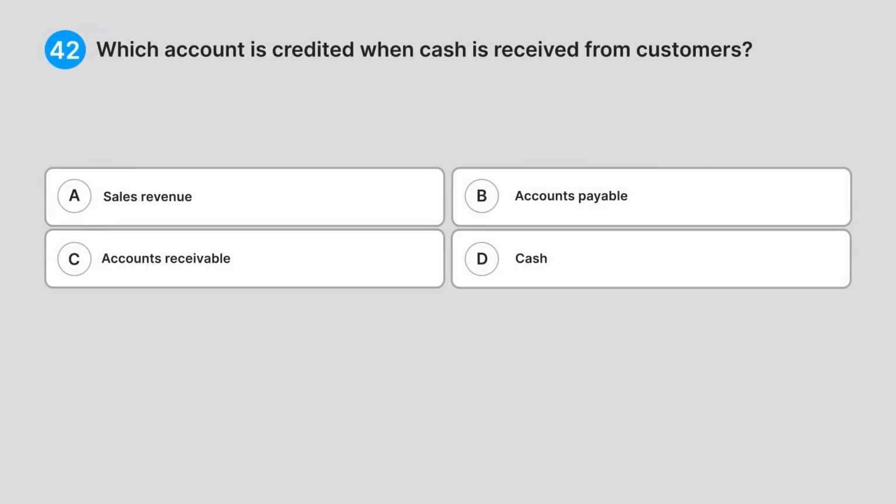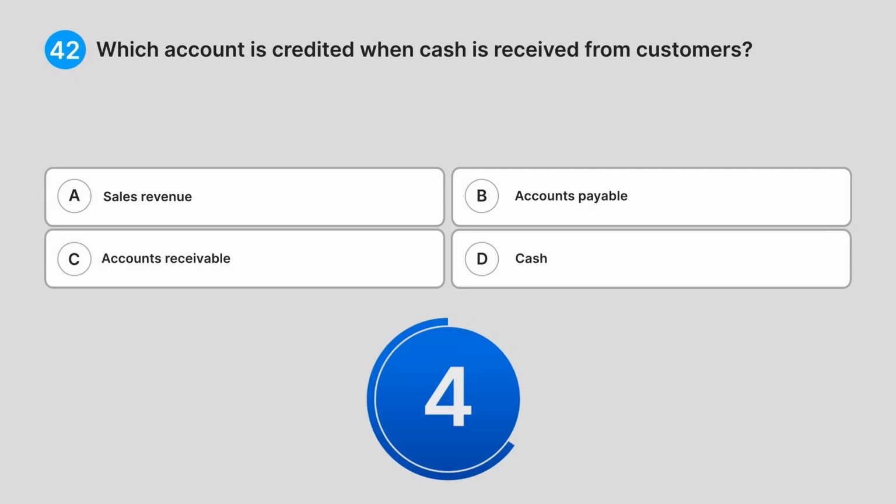42. Which account is credited when cash is received from customers? A. Sales revenue. B. Accounts payable. C. Accounts receivable. D. Cash. Do you know the answer?